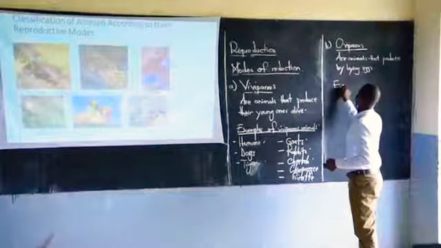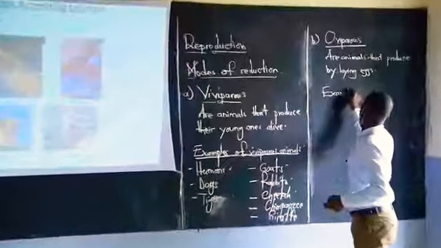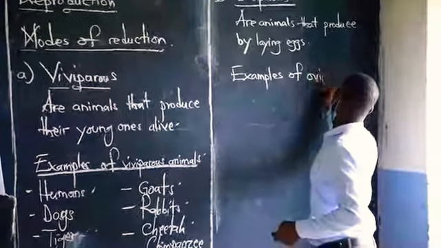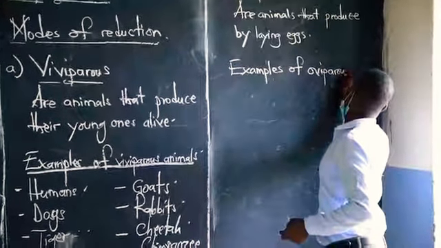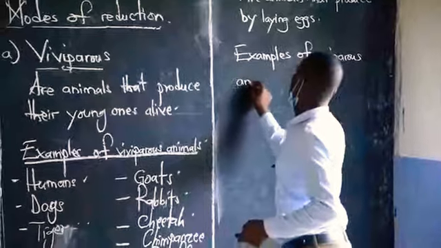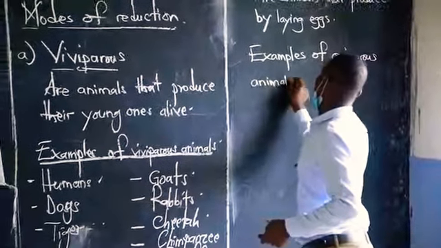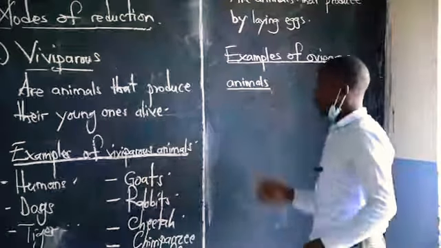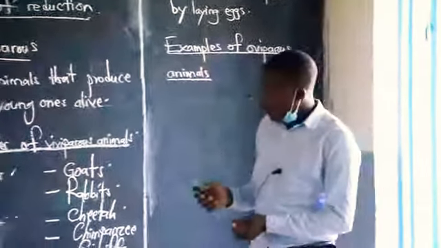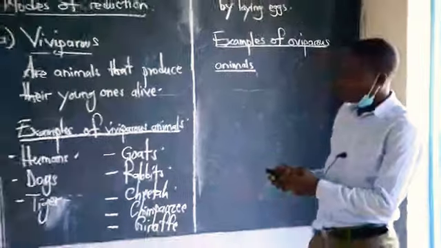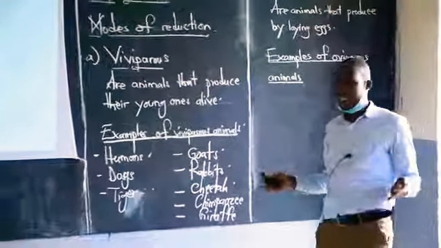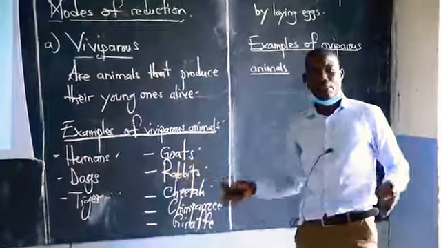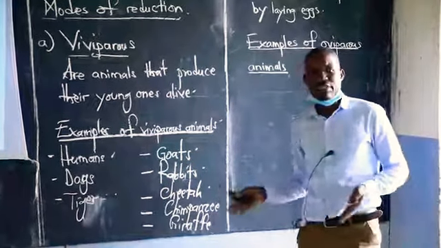Examples of oviparous animals. Simply, we said that with these animals, they lay eggs. To make it easy for us, we can look at animals from our subgroups of animals, which we classified last time.